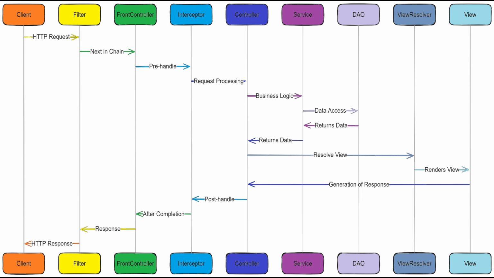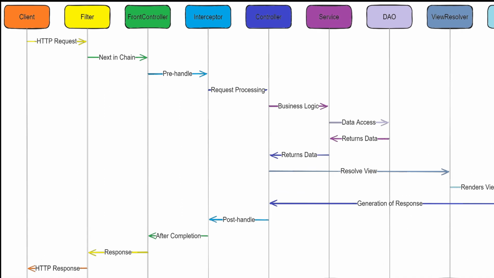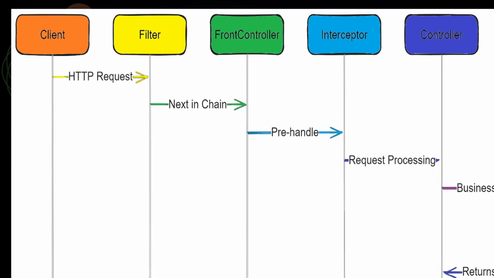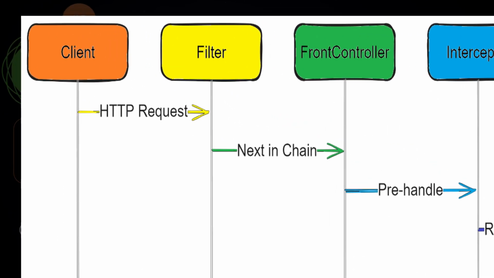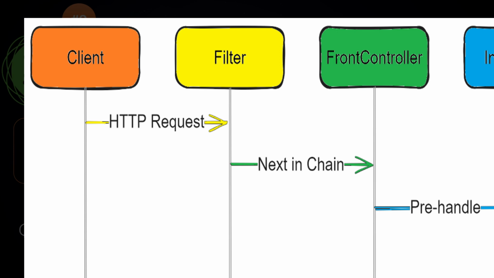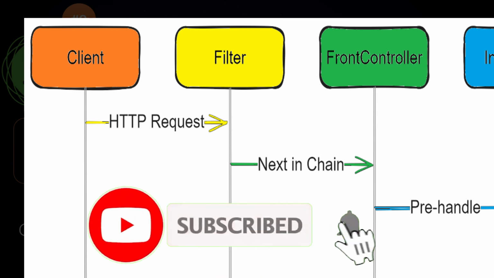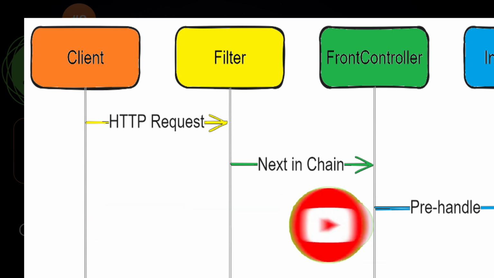At first, the user will hit a URL from their browser. Once it reaches the desired server for processing, the first component it encounters is the filter. Filter intercepts the request before it reaches the dispatcher servlet. The request may be intercepted by one or more filters which are configured in the application.